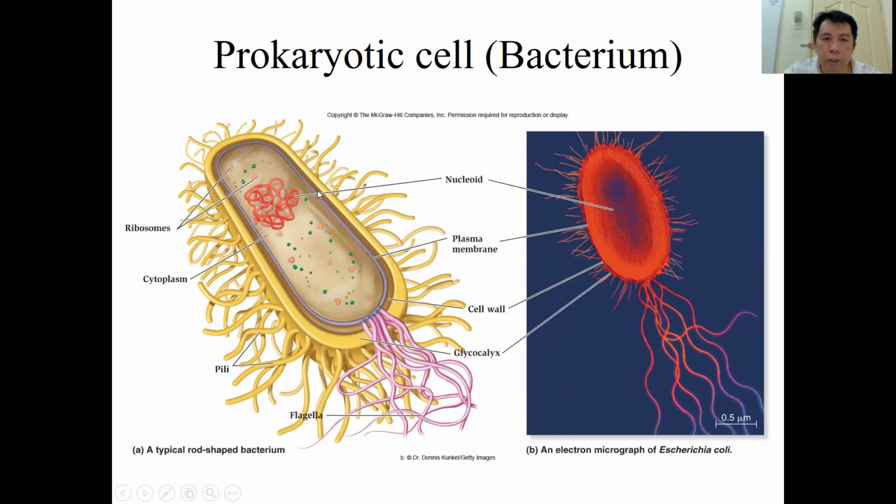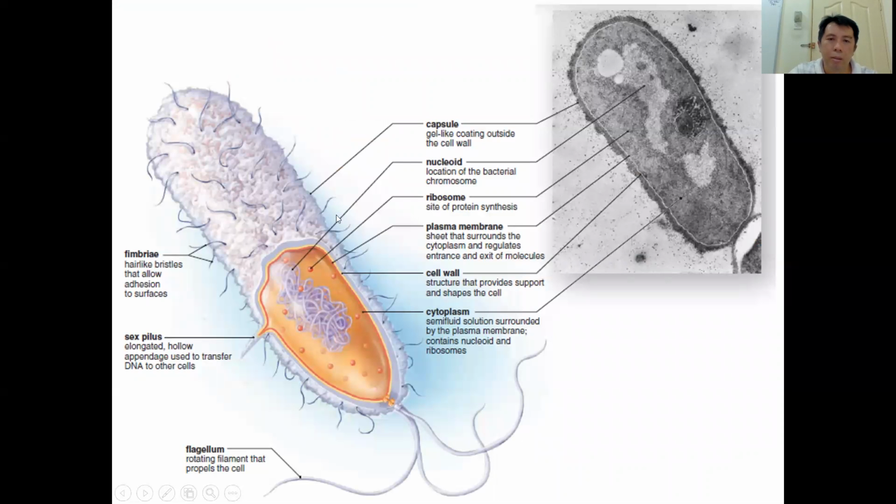The functions of these are similar to the functions in the eukaryotic cell that you have studied before. Then here you can see they have the pili and the flagellum. Pili are smaller, but they have a lot. Flagella are normally longer, but there are only several, either one or two. All right, so this is the basic structure of a typical bacterial cell. The functions are similar to the eukaryotic cells.